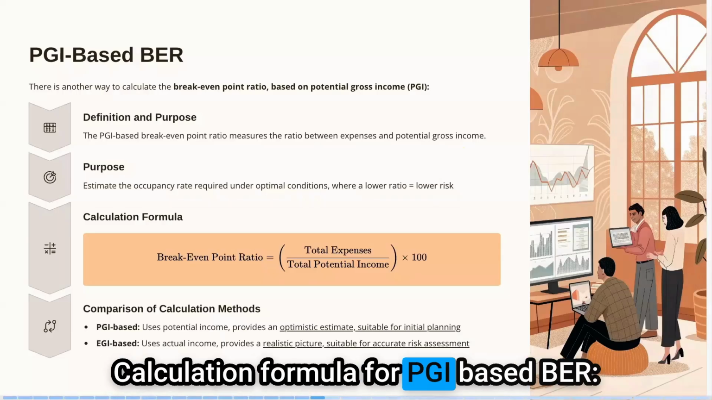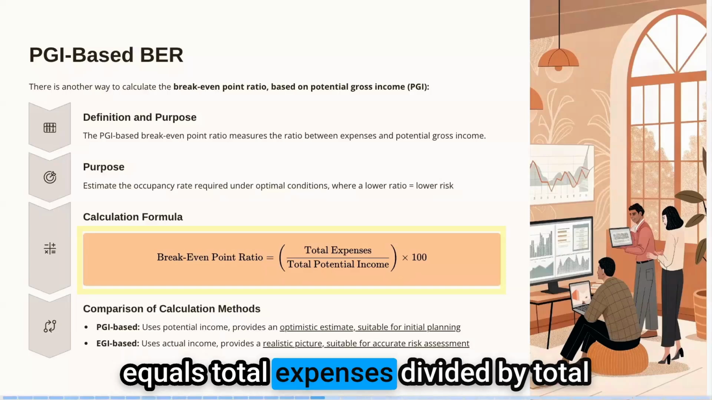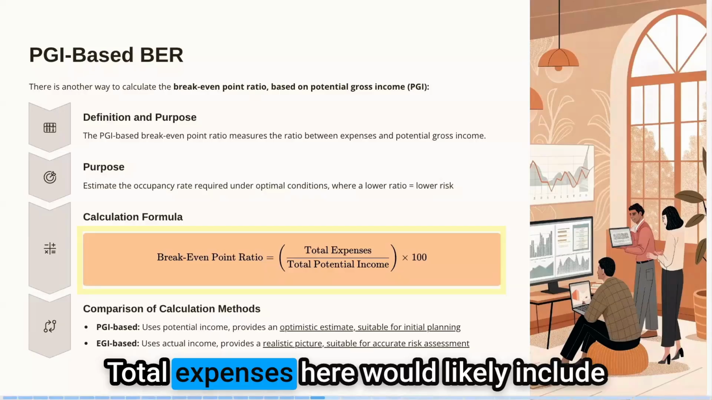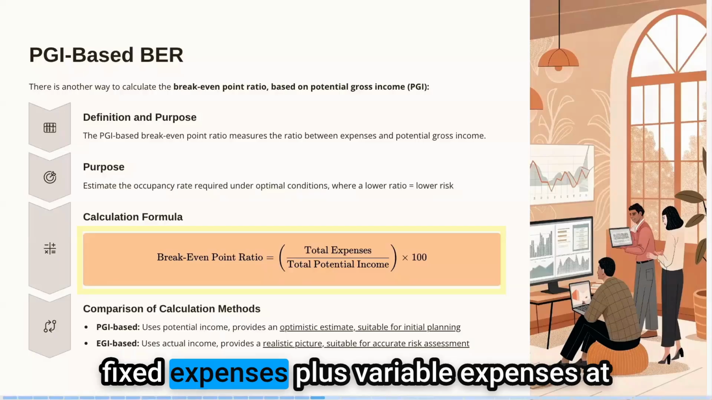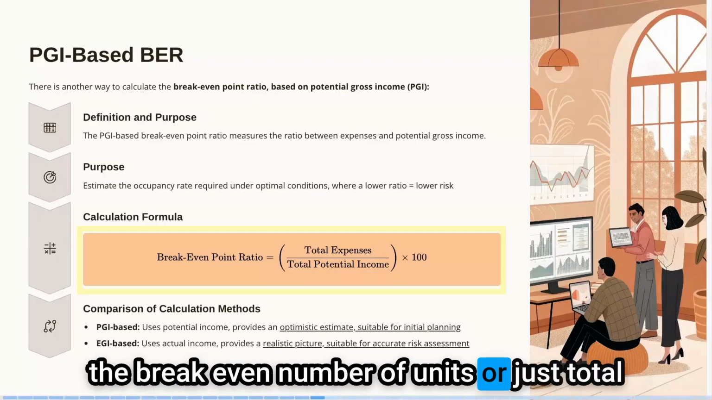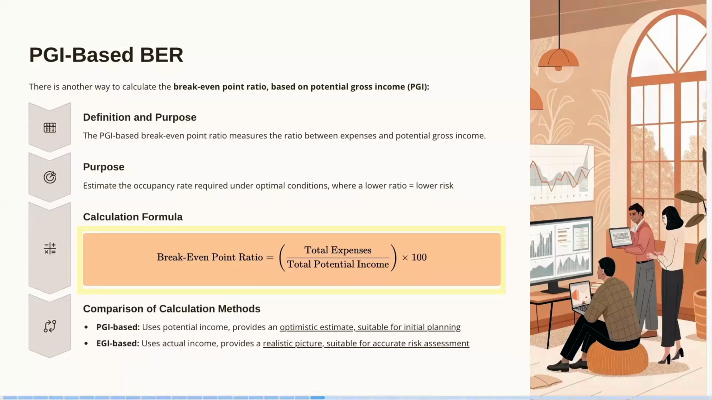Calculation formula for PGI-based BER. PGI-based break-even point ratio equals total expenses divided by total potential income, PGI, multiplied by 100. Total expenses here would likely include fixed expenses plus variable expenses at the break-even number of units, or just total operating expenses if that's the focus.